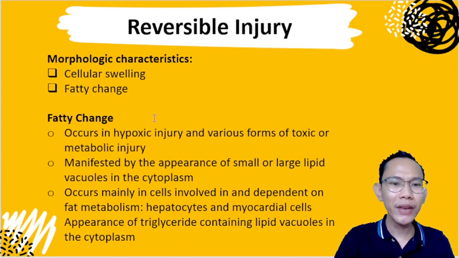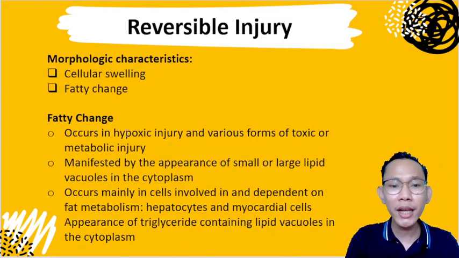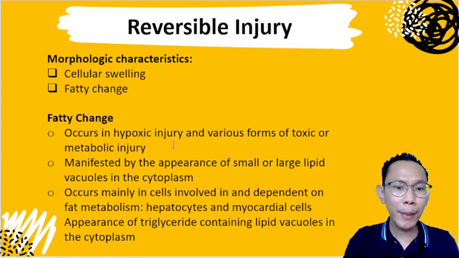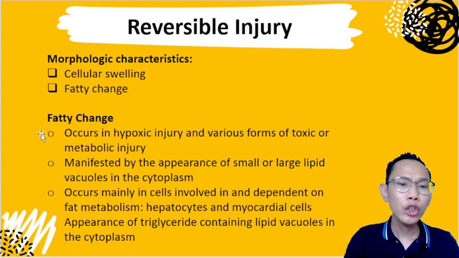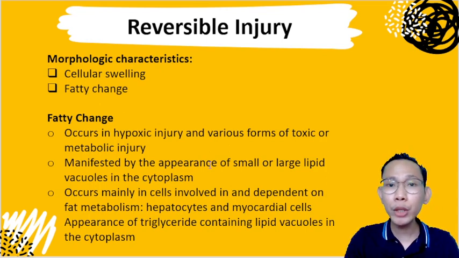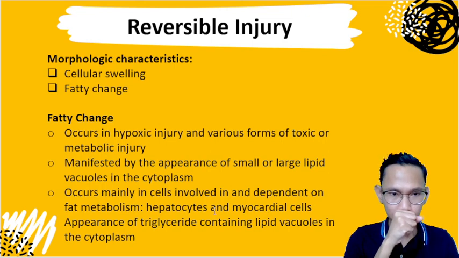Fatty change. Doc, ano po yung fatty change? Your fatty change occurs in your hypoxic injury and various forms of toxic or metabolic injury. It is manifested by the appearance of small or large lipid vacuoles in your cytoplasm. This occurs mainly in cells involved in and dependent on fat metabolism, such as mga hepatocytes or myocardial cells. So usually fatty change, we can highly appreciate that in your hepatocytes and your myocardial cell. Appearance of your triglyceride containing lipid vacuoles also in your cytoplasm.